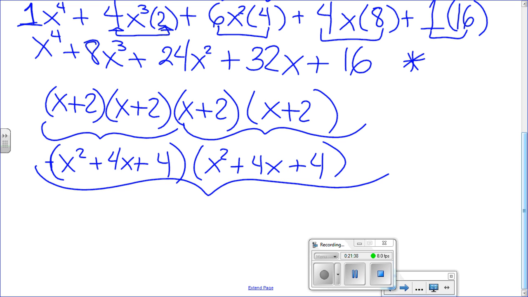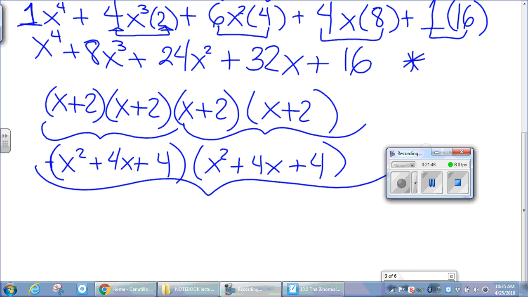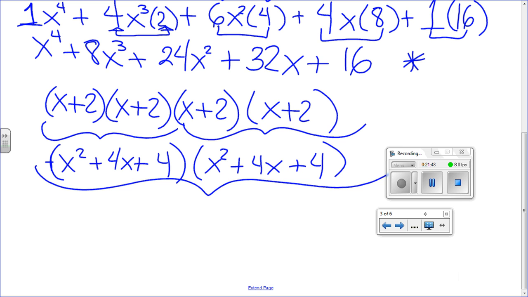Especially for your 4th exam. If I ask you to expand it, you have to show me your expansion. You can't just give me the final answer, because I will think that you just copied it from your friend. Okay, next problem.